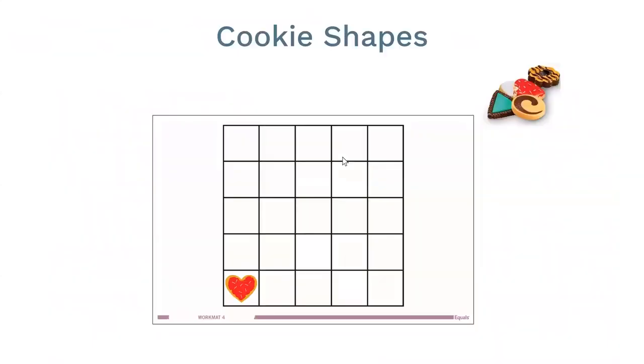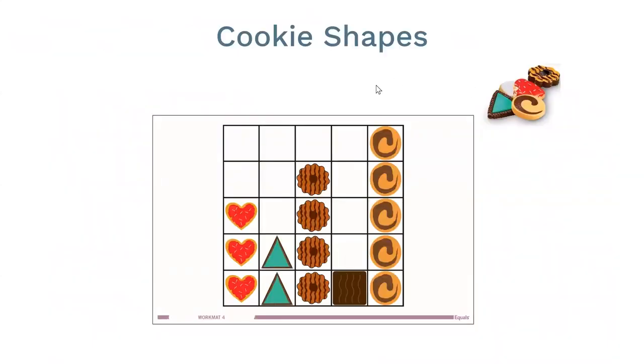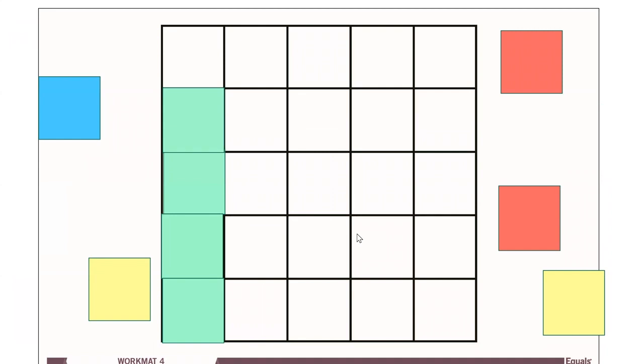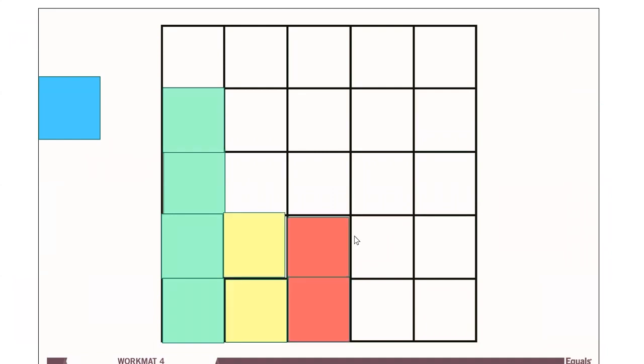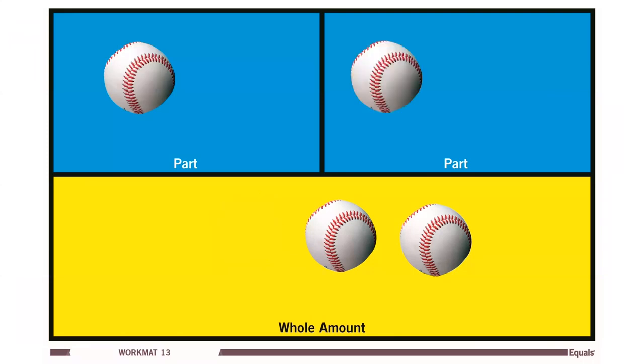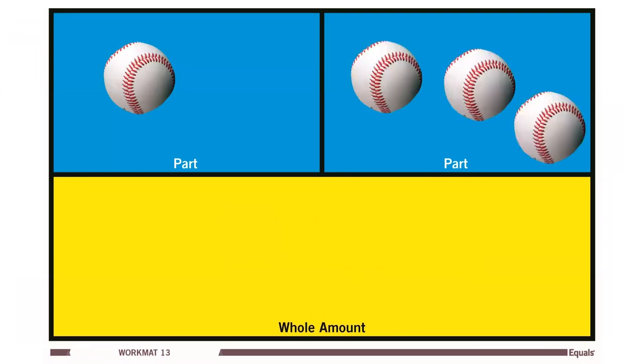Cookie shapes can be used to create an object graph. So these are actual, we're talking about cookies. They're shown on that object graph as cookies. Here's a representation using color, the foam tiles. Part whole work mat works with, it could work with picture symbols, it could work with numbers, it can work with actual objects as students join and separate.